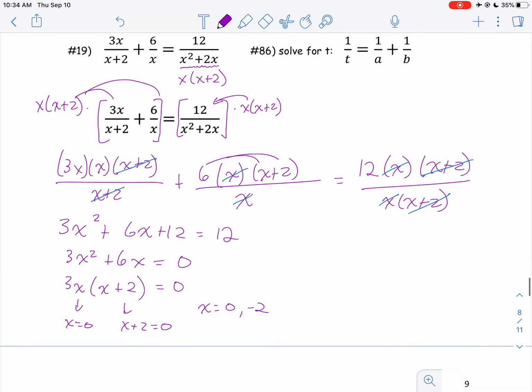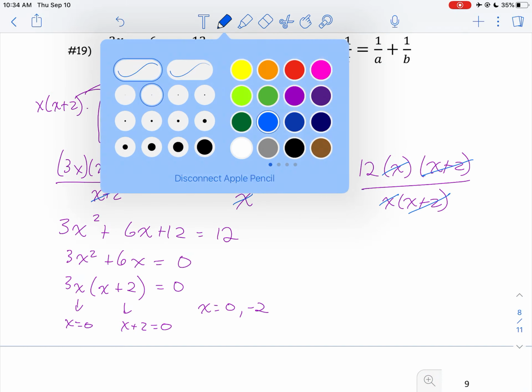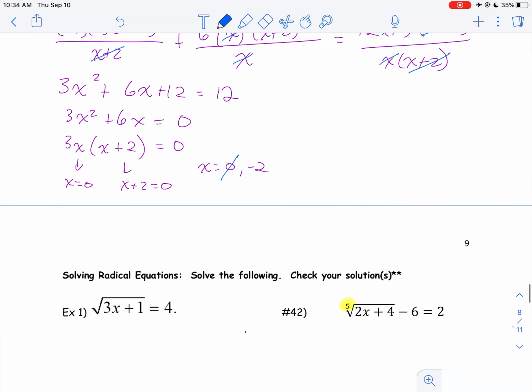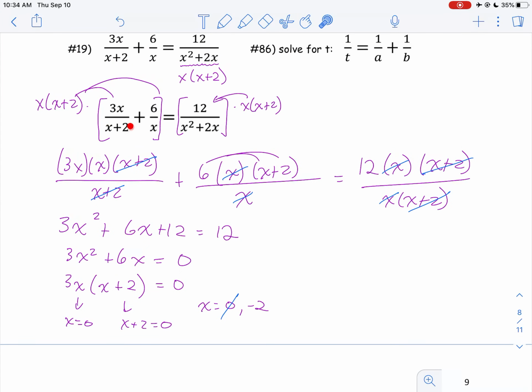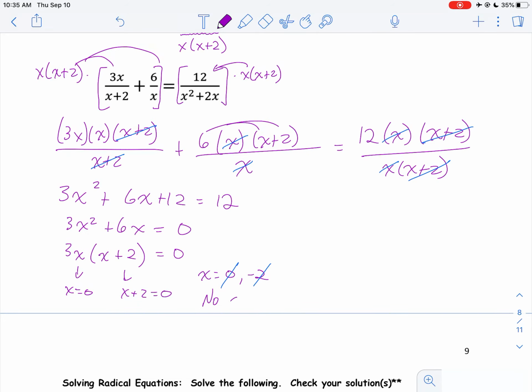Now, we do have one issue here that we have to check. These are my solutions, but remember my original equation here. My original equation is set up as a fraction, so we need to check and see, are these numbers in the domain? In other words, can I plug these in and get a correct answer? What you'll notice is when I plug 0 in, that's going to cause a problem here, isn't it? I can't divide by 0. So that tells me that 0 is not a solution. What about negative 2? You see we have the same issue here. Negative 2 is not a solution either. And so this equation has no solutions.